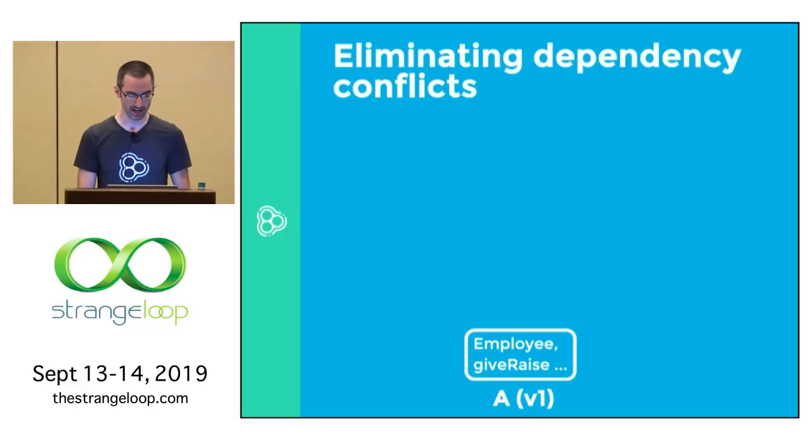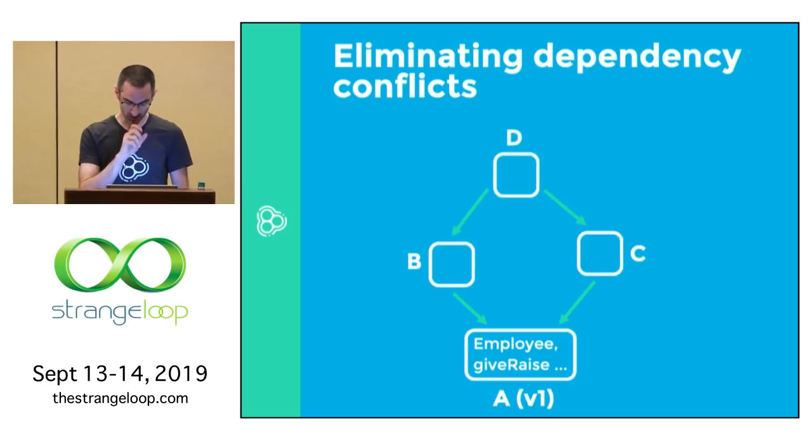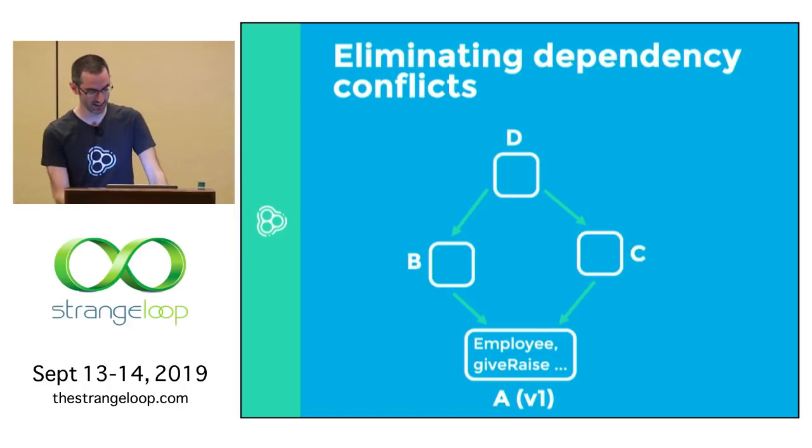Okay, so we have Alice, she's written a library that has some definitions in it, an employee type and some functions, and Bob and Carol are making use of that library. Maybe Bob works in HR, so he needs access to the employee type, and maybe Carol works in accounting, and she also needs some of the definitions for running reports or whatever. And then Dave wants to make use of Bob and Carol's libraries. So this is a diamond dependency, because it's shaped like a diamond.